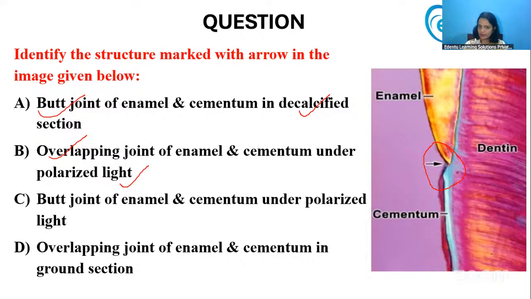Is it the overlapping joint, or is it under a polarized light or not under polarized light? Okay, so such image-based questions can be asked from oral histology, and this image is taken directly from the Ten Cate's oral histology textbook. While learning the image-based questions, try to learn them from a standard textbook.